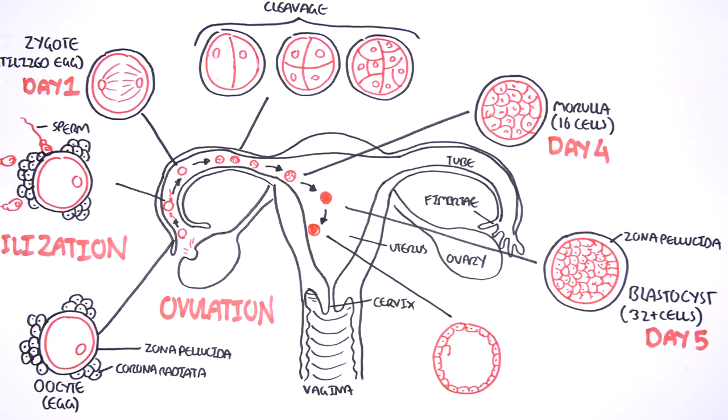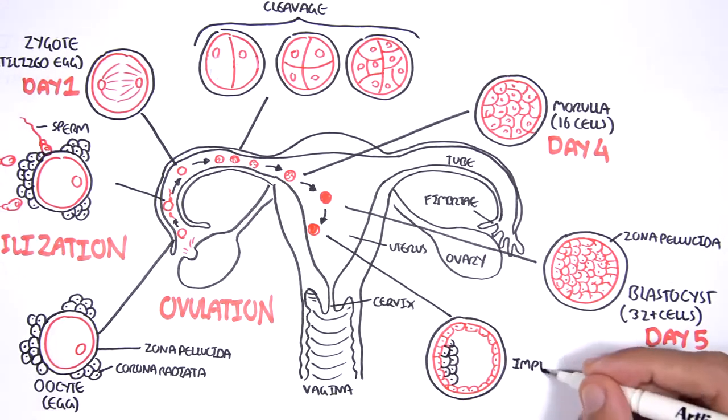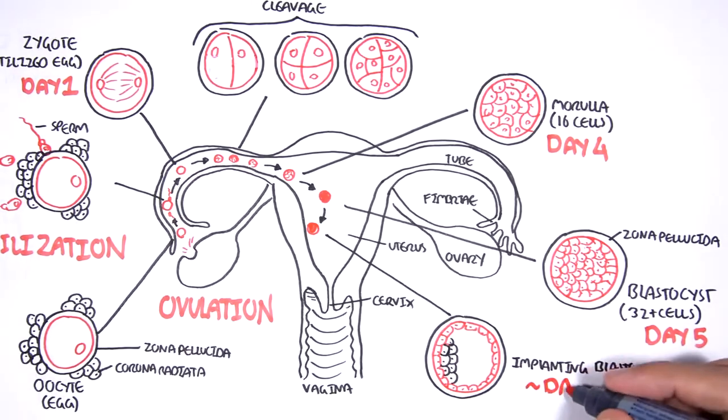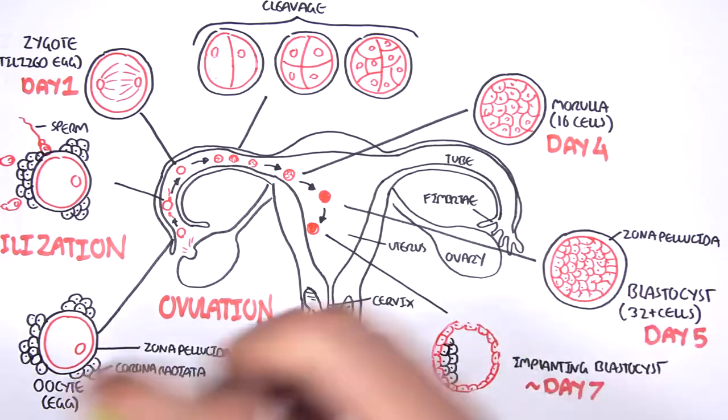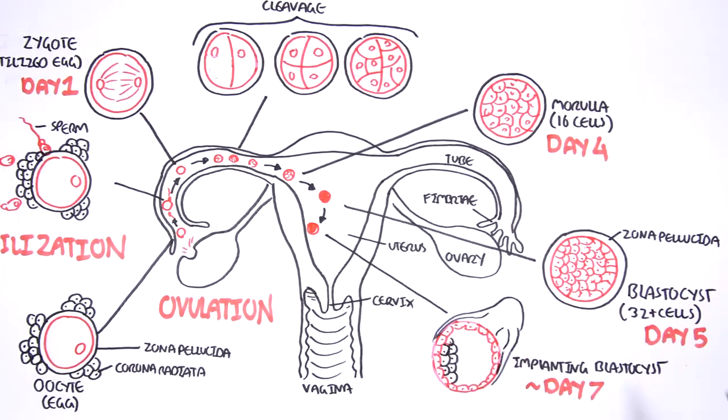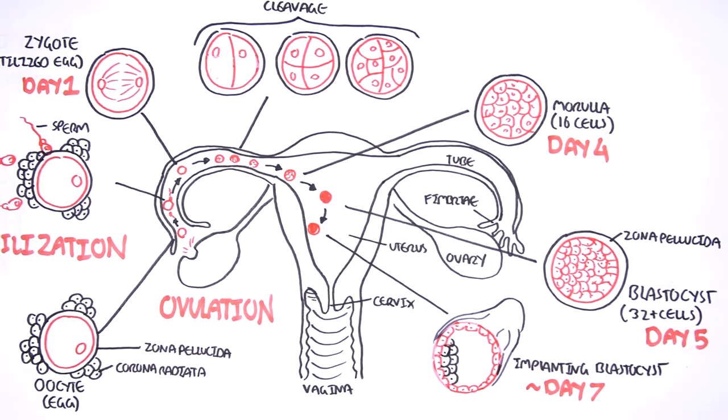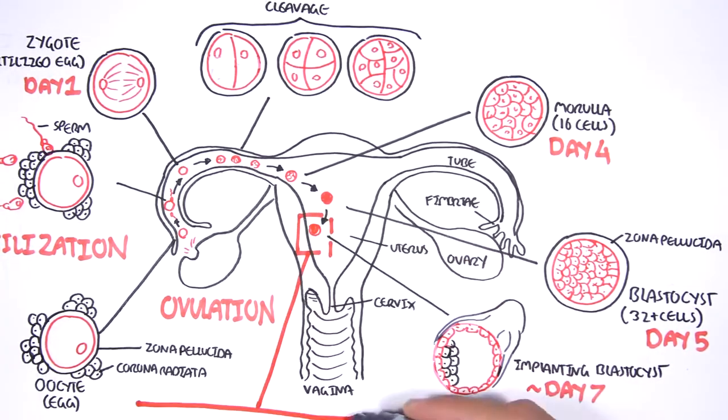The blastocyst I am drawing now is a cross-sectional view of the blastocyst. So we are cutting it in half and we are looking inside the blastocyst. So this blastocyst implants, and this is about day 7. Before the blastocyst implants, the blastocyst actually will shed the zona pellucida, which, if you remember, was the membrane surrounding the oocyte initially.